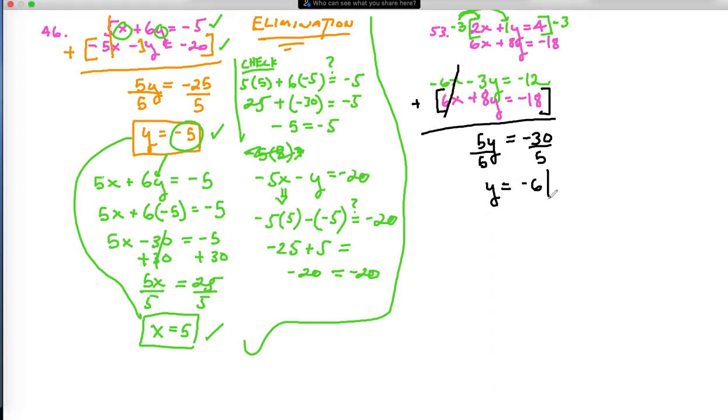Okay. And now that I have y is equal to negative 6, I can plug it into either of the two original equations or even the new equation. It doesn't really matter. But I'll plug it into the top original, but I could have plugged it into the bottom original. So I have 2x plus 1y is equal to 4. But now I know y is negative 6.